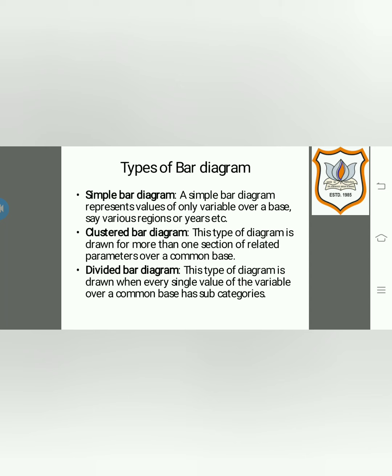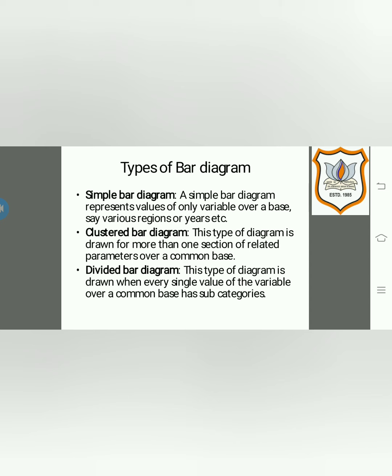Second one, that is a clustered bar diagram. It is also known as a grouped bar diagram. Cluster means a group. So here it is a group of bars. When there is more than one section of related parameters on a common base, then a group or cluster of more than one bar is obtained over various base values.